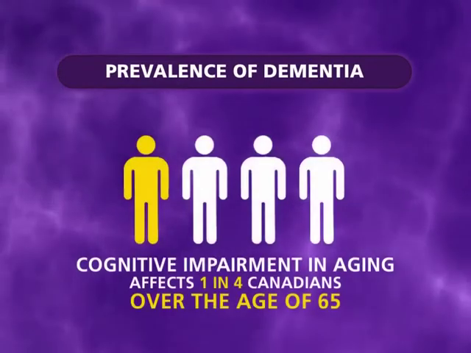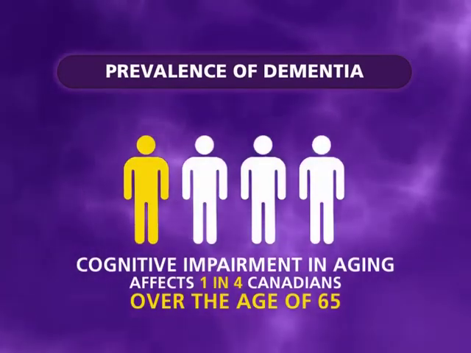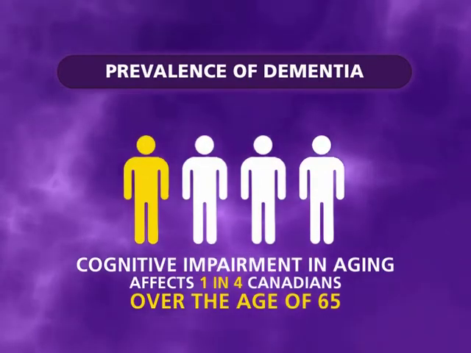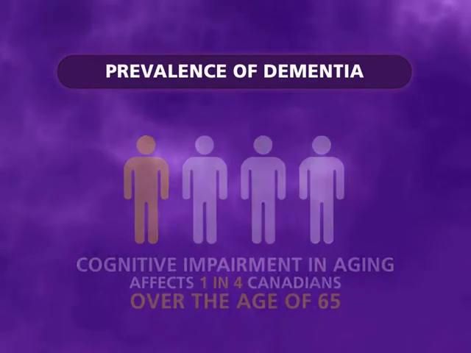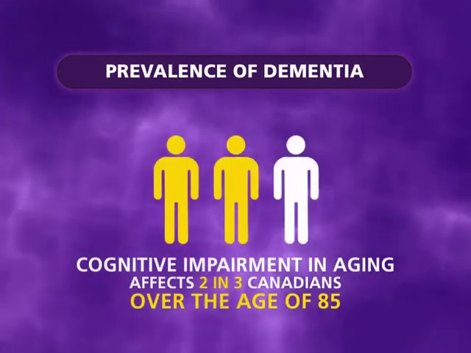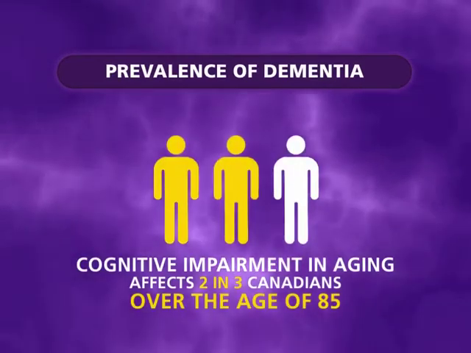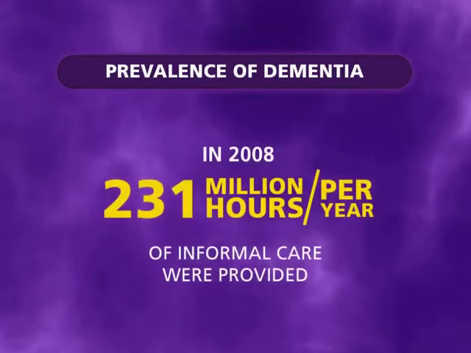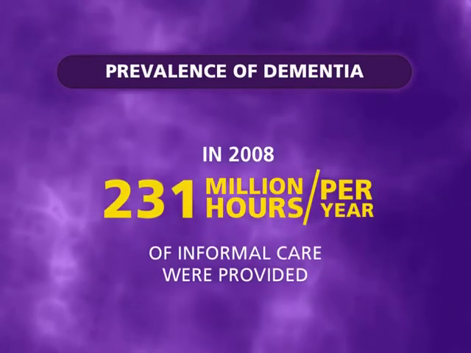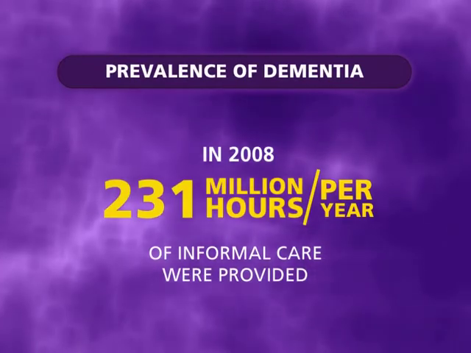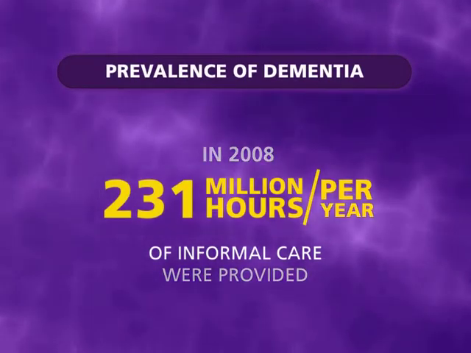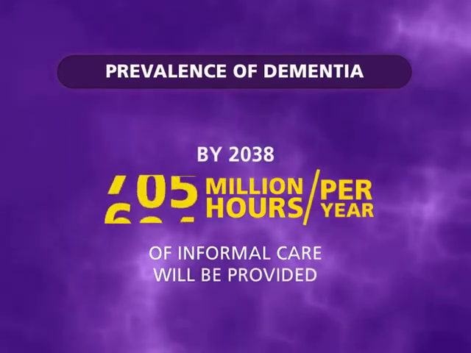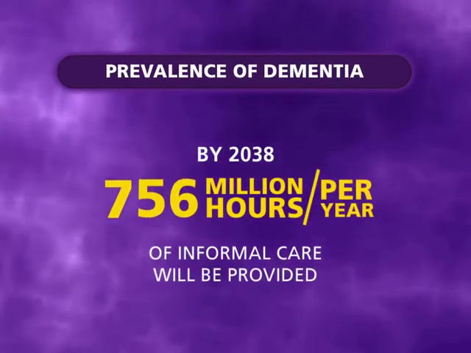Cognitive impairment in aging, including Alzheimer's disease and other types of dementia, affects 1 in 4 Canadians over the age of 65. This rises dramatically to 2 out of 3 Canadians over the age of 85. In Canada in 2008, 231 million hours of informal care were provided to people with dementia. And by 2038, that number is expected to rise to 756 million hours per year.